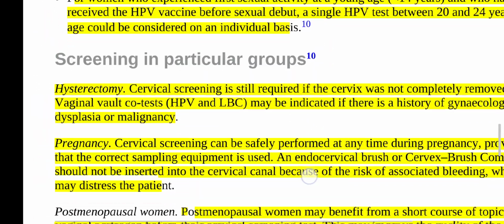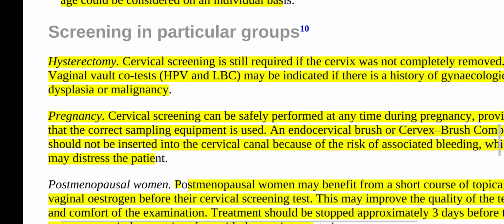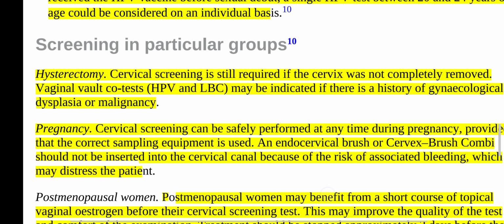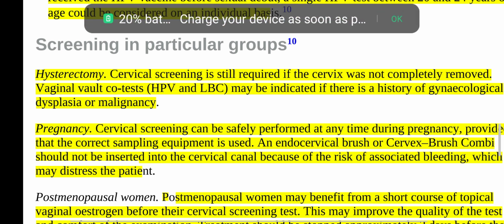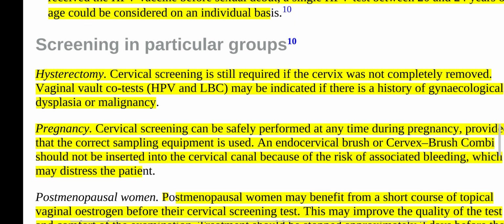So screening in a particular group, hysterectomy. So what about those women who have had a hysterectomy? It is mentioned that cervical screening is still required if the cervix was not completely removed at the time of the hysterectomy. So for women who have undergone a hysterectomy, vault co-test.